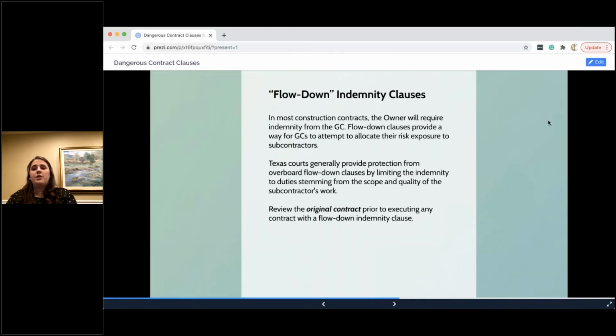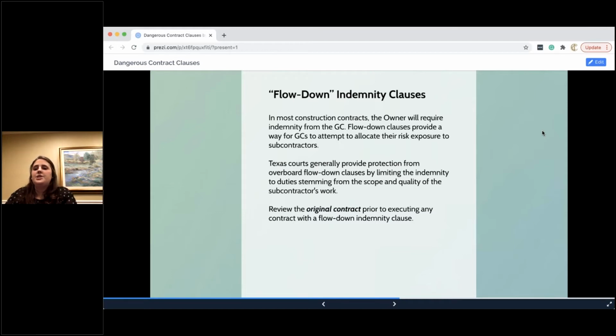The next clause are these flow down indemnity clauses. Now, if you have any familiarity with indemnity, basically it is an owner, a general contractor, someone above you on the chain pushing down liability to people lower than them. So let's say the GC has done something wrong, but somehow it's also your fault. Well, the GC will pay the owner to keep the owner happy, and then the GC is going to turn around and look at you and shake their finger at you and say, it's your fault. You're the reason I had to pay the owner. Now you need to reimburse me for those expenses.